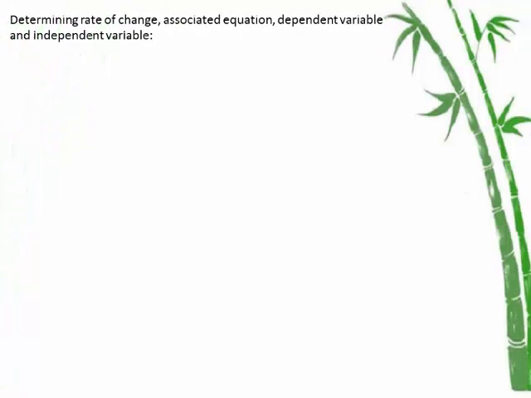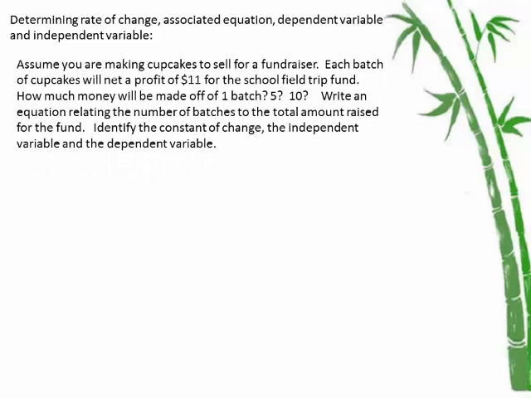Okay, determining the rate of change, an associated equation, and the dependent and independent variables in a scenario. So let's say you're making cupcakes to sell for a fundraiser, and each batch will give you a profit of $11 for a school field trip. How much money will be made off of one batch? Well, if we make one batch, we'll have an $11 profit. If we make 5 batches, well, 5 times 11 is $55 profit. If we make 10 batches, we'll have $110 of profit.